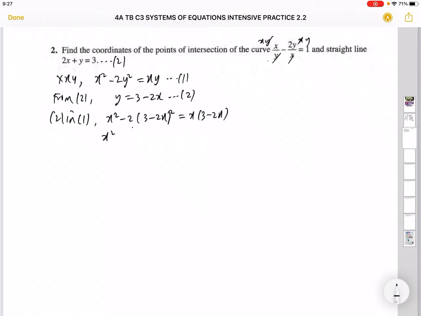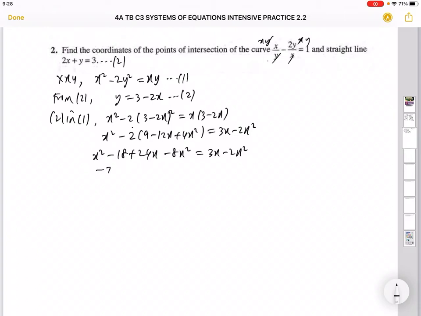Okay, let us expand this bracket. 9 minus 12x plus 4x squared equals 3x minus 2x squared. Let's simplify the bracket. I'm just going to multiply inside by 1. So this is x squared minus 18 plus 24x minus 8x squared equals 3x minus 2x squared. Okay, I'm going to do it slowly. 1 minus 8 is minus 7, plus 24 minus 18, equals 3x minus 2x squared. Bring the 7 over. Yeah, 7 minus 2, left with 5.